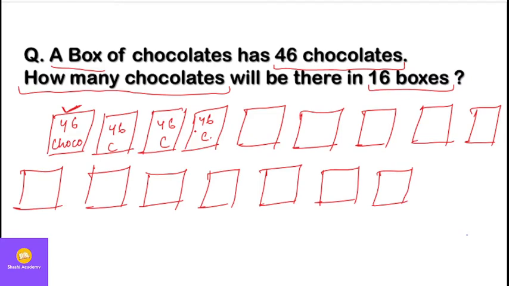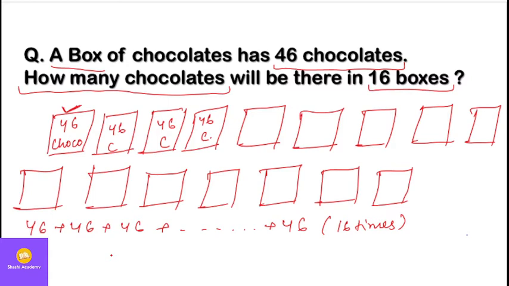Now for calculating all the chocolates, it is a very basic concept that you have to add all the chocolates. You will add these 46, 16 times. You will add 46 plus 46 plus 46, and so you will get the total number of chocolates. You have to add 46 16 times. But adding this 46 16 times will be a very time-taking process. Also your answer may come out to be wrong, because there can be some mistakes in doing such long additions.